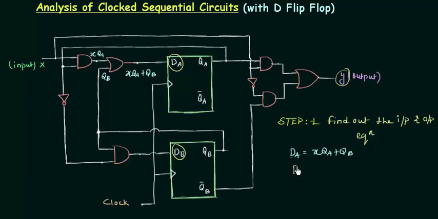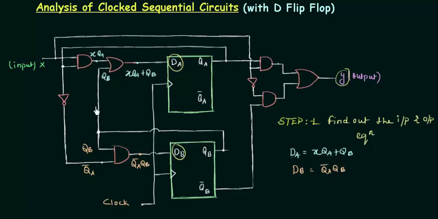Similarly, you can find out the expression for dB, and it is the output of this AND gate. The first input to this AND gate is QB, and I will write QB here. Similarly, the second input to this AND gate is QA, and then because of this NOT gate, complement. So the second input is QA complement. So the output here is QA complement QB. So the expression of dB is QA complement QB.